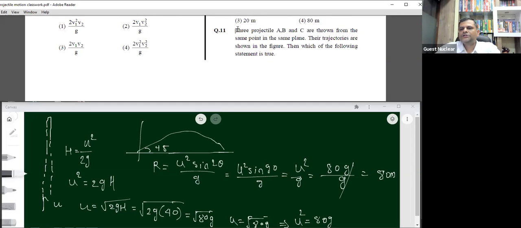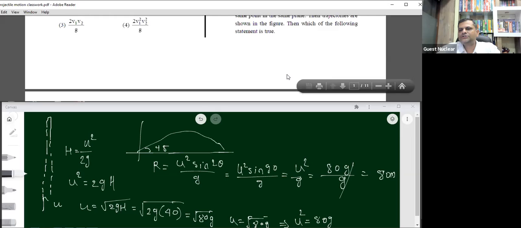See here, 3 projectiles A, B, C are thrown from the same point in the plane. Their trajectories are shown in the figure. Which of the following statement is true?